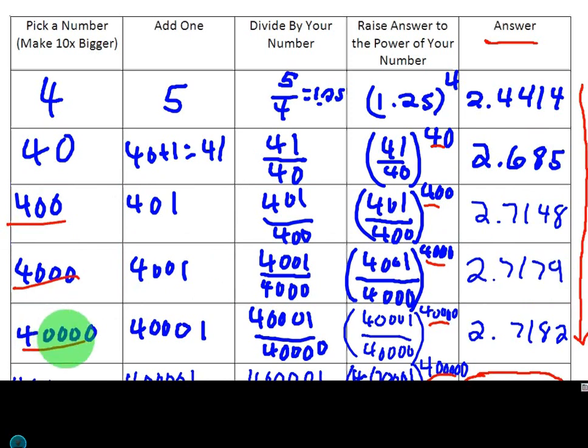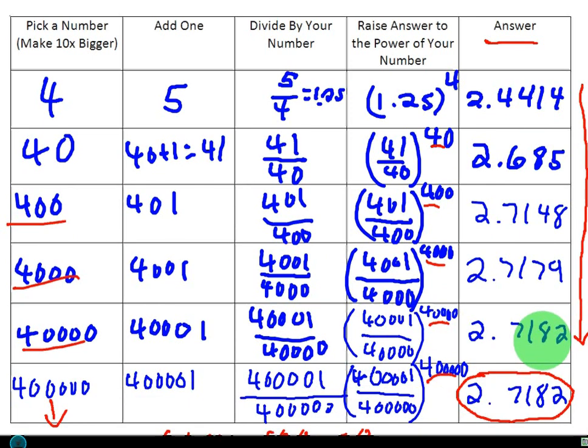Multiply that by 10, add 1, divided by the original number over here. Raise it to the 40,000th power. 2.7182. So after the 5th row, I reached the point where the third decimal is correct. You would call that the 5th iteration. Iteration means kind of like cycle. And then I went down again and multiplied that by 10. That's 400,000. I got about 2.7182.